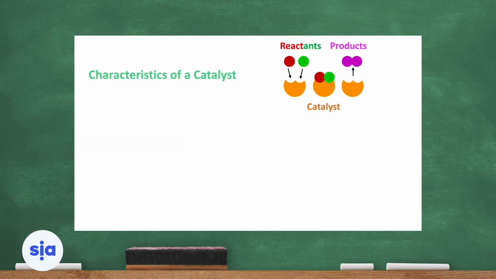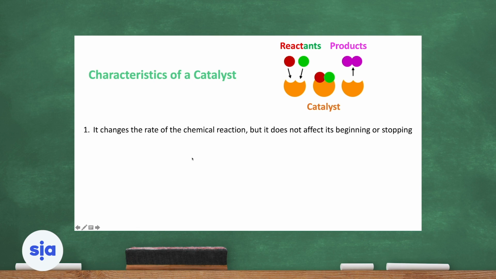What are the characteristics of a catalyst? Look at this picture. Again, this is the catalyst in orange, and these are the reactants. They will combine with the catalyst and the reaction will happen, and then the products will leave the catalyst unchanged. But what are the characteristics? It changes the rate of the chemical reaction, but it does not affect its beginning or stopping.